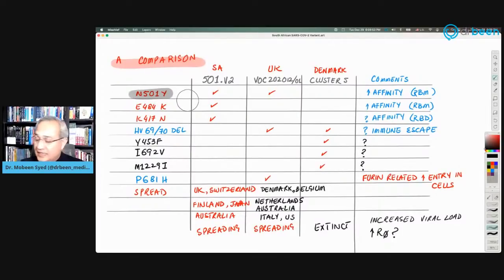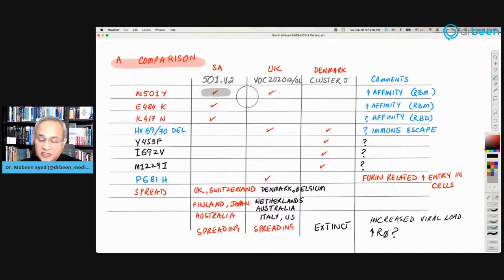N501Y. That is a mutation in the receptor binding motif of the spike protein. It is present in the South African variant. It is also present in the UK variant. That's about it. Then E484K, only present in the South African variant, not in the UK. K417N, only present in the South African and not in the UK, not in Denmark. And the Denmark variant did not have any of these mutations.